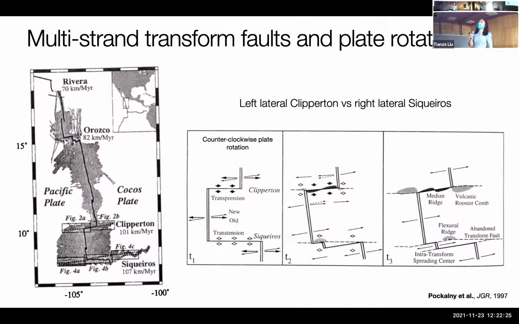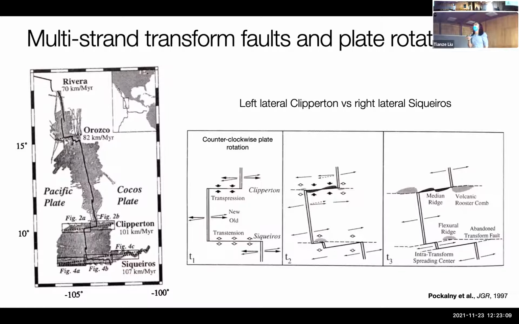Here is an example showing you two other transform faults, the Clipperton and the Siqueiros, along the northern part of the East Pacific Rise. These two nearby transform systems are characterized by different geomorphology features. Clipperton is characterized by a high ridge along the transform fault. However, Siqueiros is split into 5 segments. And what causes this? People have inferred that recent plate rotation between the Pacific plate and the Cocos plate has caused these changes in the geomorphology.